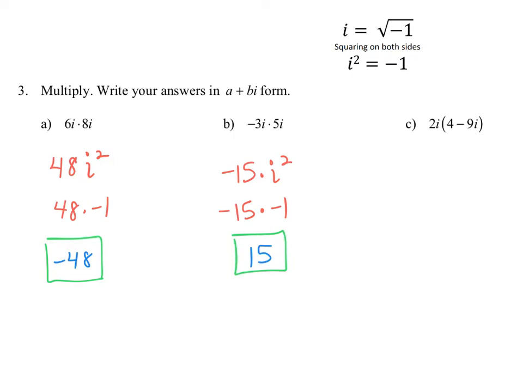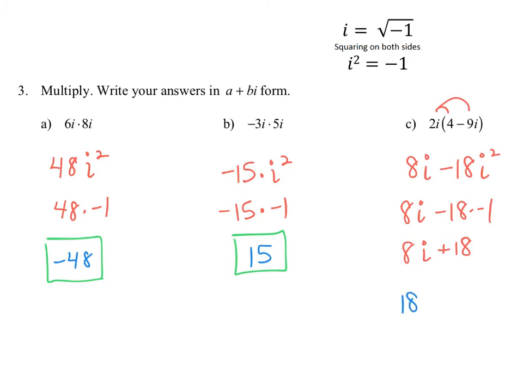In example C, we are distributing the 2i. 2i times 4 is 8i. And 2i times a negative 9i is negative 18i squared. Now, i squared is the same thing as a negative 1. So we have 8i minus 18 times negative 1, or 8i plus 18. Now we do want to write our answers in the form of a plus bi, where the real part is first, in this case 18, and then the imaginary part, 8i. Our final answer in a plus bi form is 18 plus 8i.